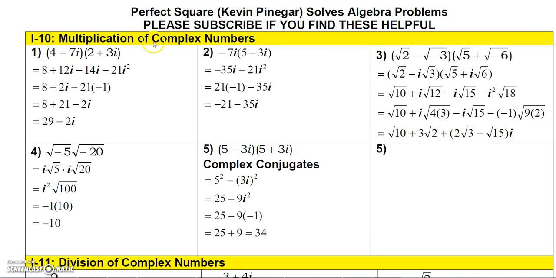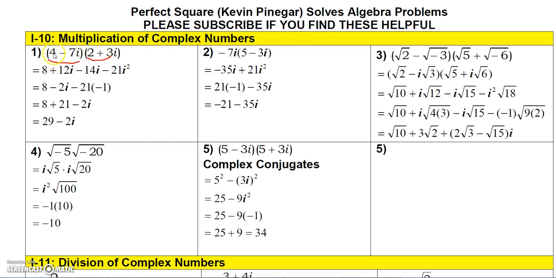Continuing with complex numbers, we'll talk about multiplication of complex numbers. So if you have two complex numbers of this form, a plus bi, you can actually just multiply them the way you multiply binomials, by the FOIL method.